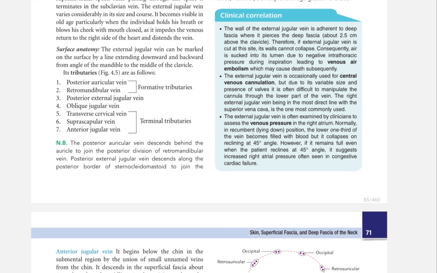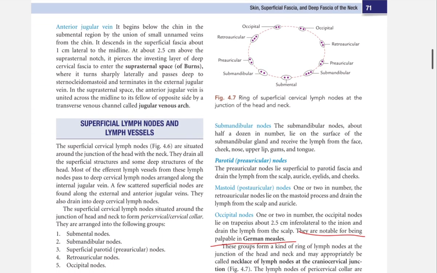Normally, in recumbent position, the lower one-third of the vein becomes filled with blood, but it collapses on reclining at 45-degree angle. However, if it remains full even when the patient reclines at 45-degree angle, it suggests increased right atrial pressure, often seen in congestive cardiac failure.